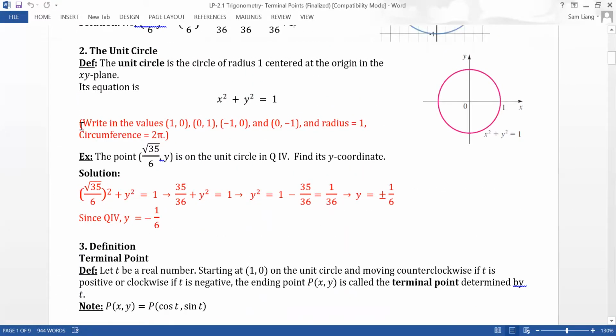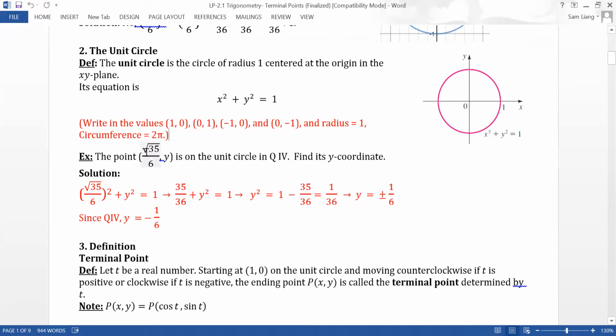Okay, well, what I had in red here was what I would do in class, but I would just write out 1, 0 here, 0, 1, negative 1, 0, 0, negative 1, and radius 1. Circumference is 2 pi r for any circle. 2 pi times radius 1 is just 2 pi. But back to the example.